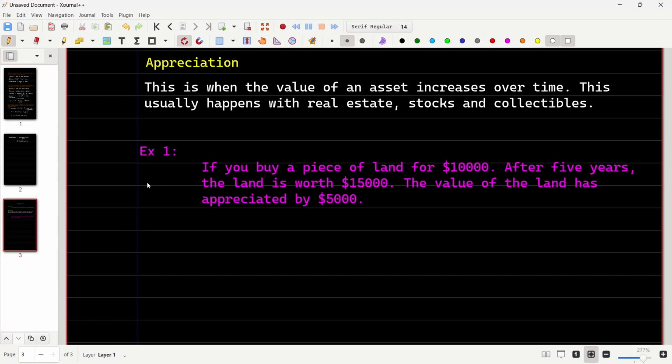Now, there are two things you would be required to do when working on an appreciation problem. You would be required to find the appreciation amount, and you would be required to find the appreciation percentage. So I'm going to give you those formulas and work the problem at the same time. The first one is the appreciation amount, and I'm going to write in orange. So, appreciation amount.